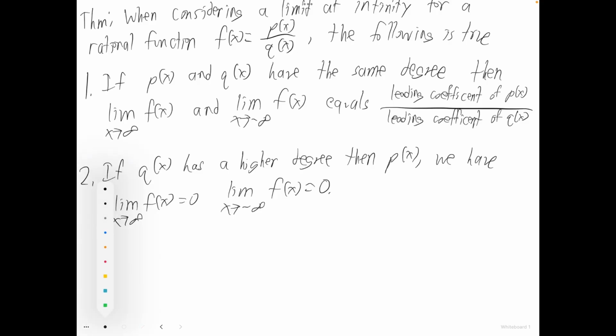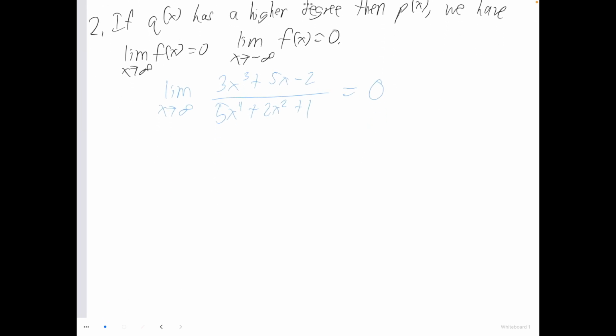So an example of this, as we have not seen something like this, is if you have the limit as x goes to infinity of something like 3x cubed plus 5x minus 2 over 5x to the fourth plus 2x squared plus 1. This limit would go to 0 as the bottom's degree is the higher of the two.